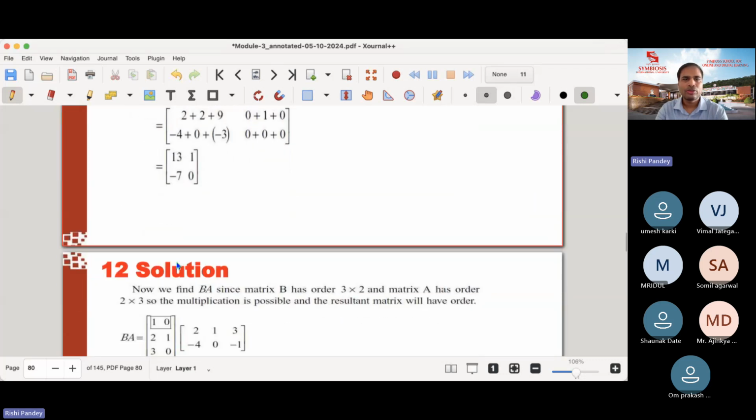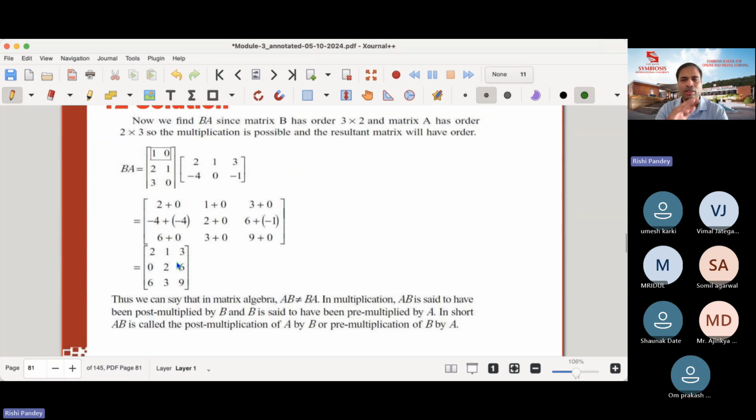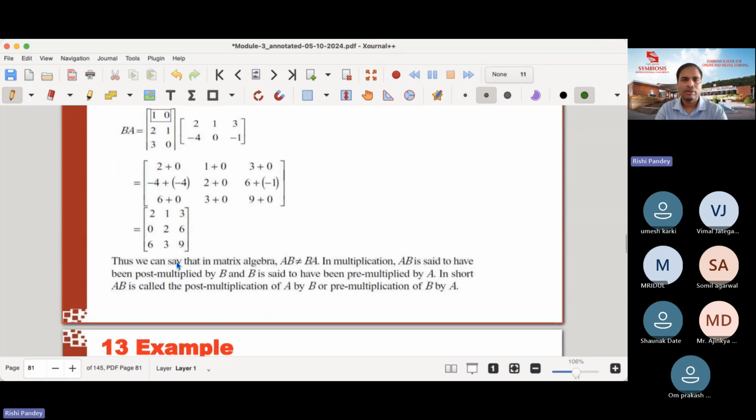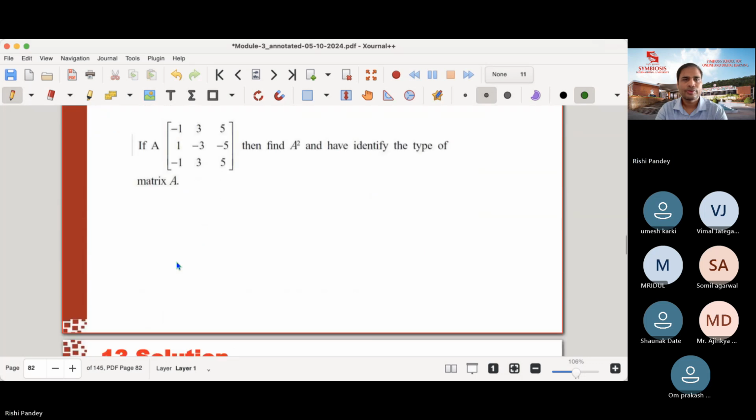Similarly, we have BA and you will see the BA is completely different from the AB. AB is 2 into 2 and BA is 3 into 3. Just completely different. Okay. So AB and BA in common math, it is correct. But here it is incorrect. Okay. It can sometimes be equal, but not always.